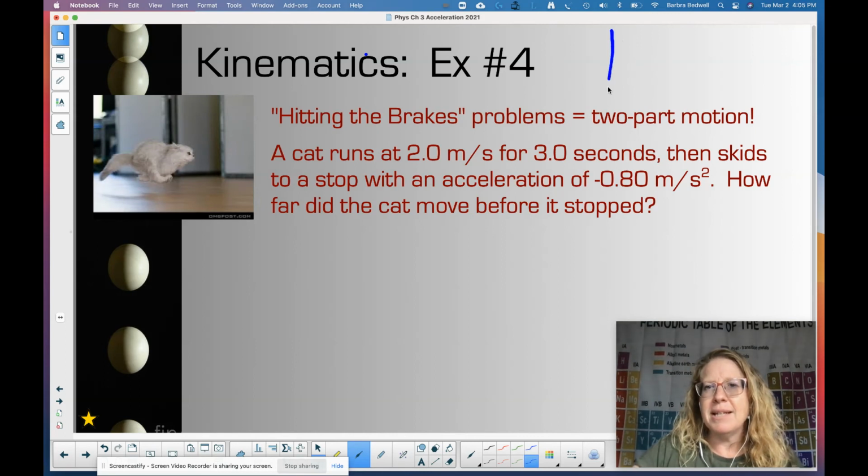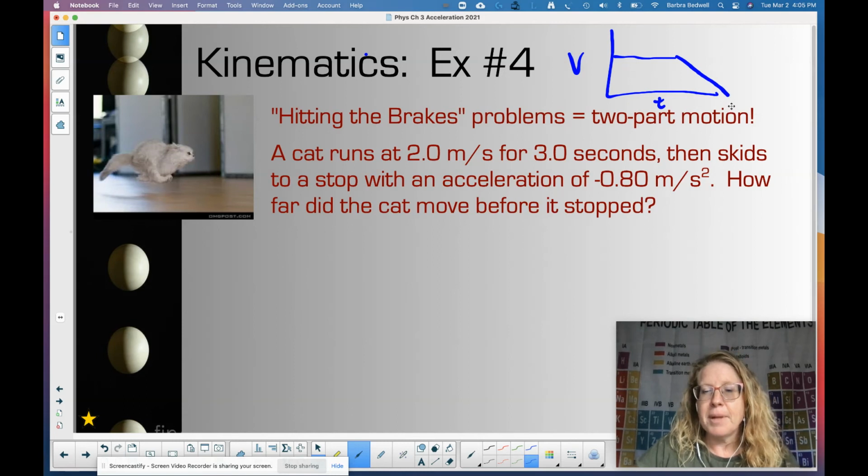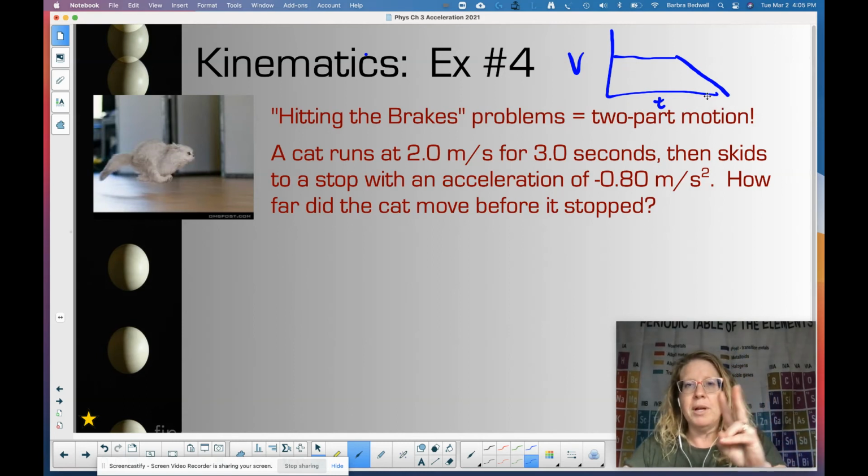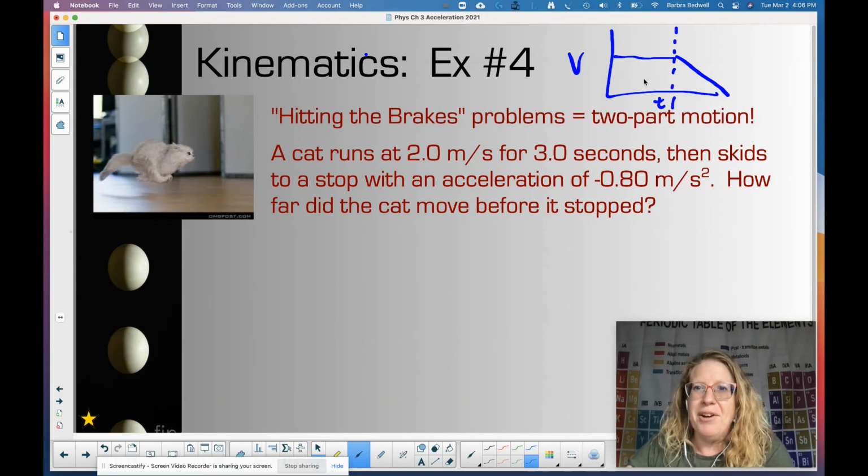I'm going to do this as a velocity-time graph for a second, so I can show you what this looks like. He's running along at 2 meters per second for a little while, and then he skids to a stop. So we can't use one equation for this. We can use one equation for the first half of his motion, it's area under the graph, and then a different equation for the second half. And that's the important part of hitting the brakes problems. Two-part motion requires two-part solution. So that's what you want to be paying attention to.